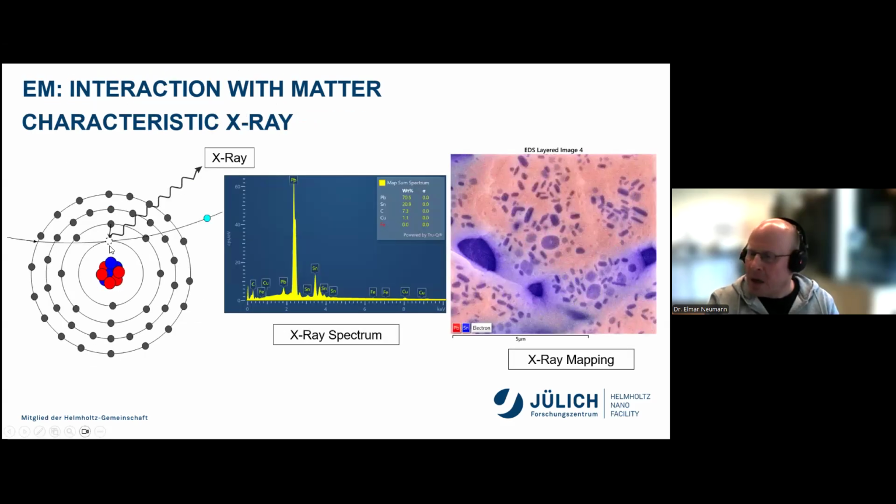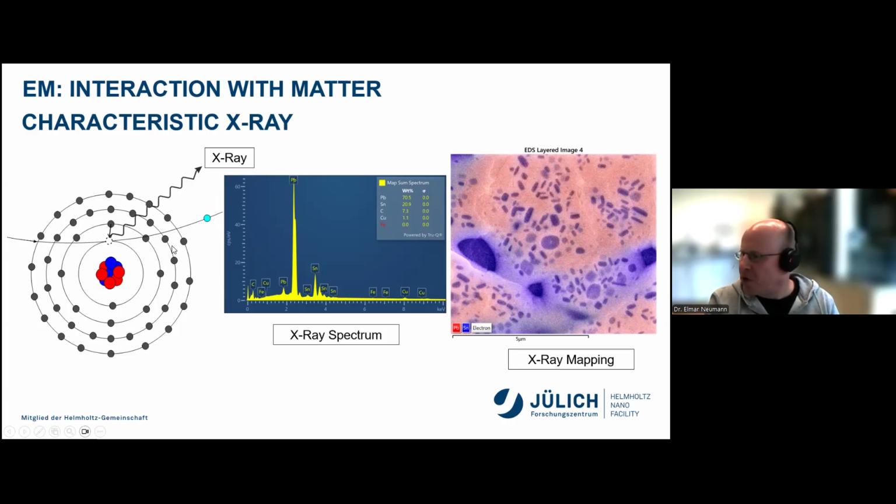Okay, then next, what could also happen is if your incident beam kicks out, for example, a K shell electron, and this vacancy is then recombined by an electron from one of the upper shells, from the higher energetic shells of an atom, and this will emit a characteristic X-ray. In this case, this can also be used, first, of course, to detect and to determine the elemental composition of a sample, but can also be used for mapping.